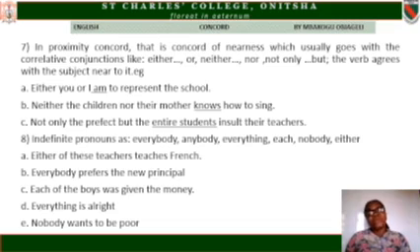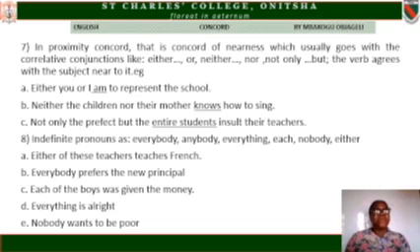Most times when you speak like this, some students and some listeners will doubt the expression and take the sentence to be in error. Now, either you or I. What is the present form of verb to be that goes with I? It is am. You say, either you or I am to represent the school. It sounds somehow, but it is grammatically correct.